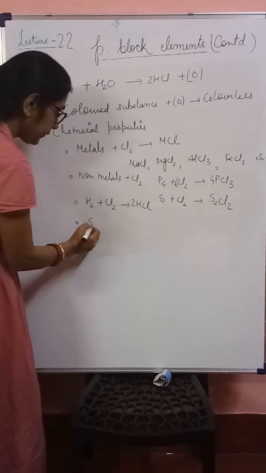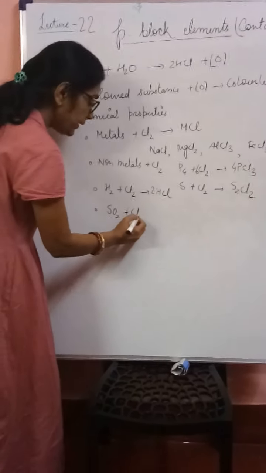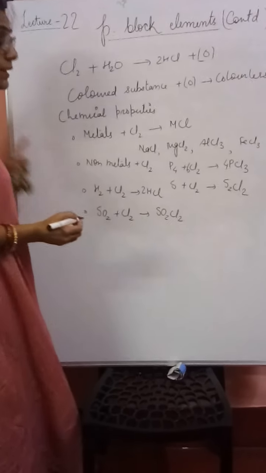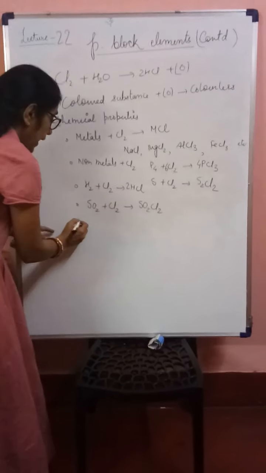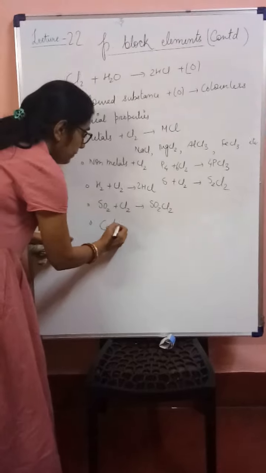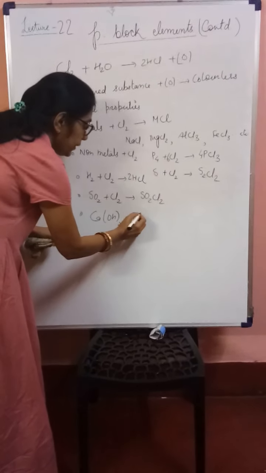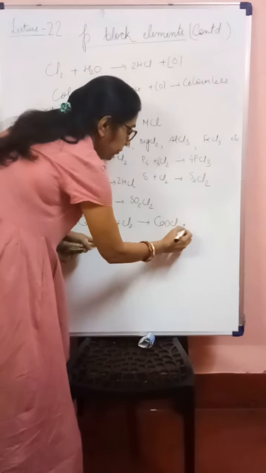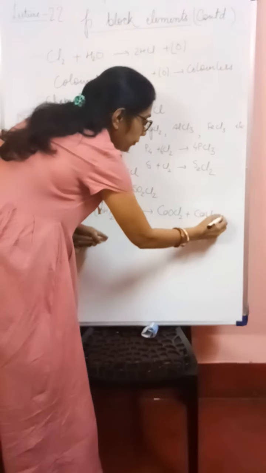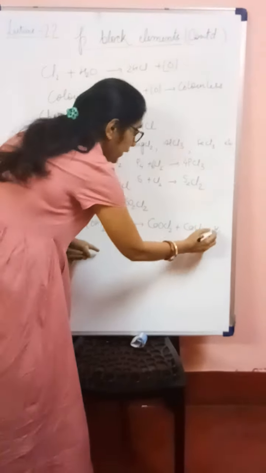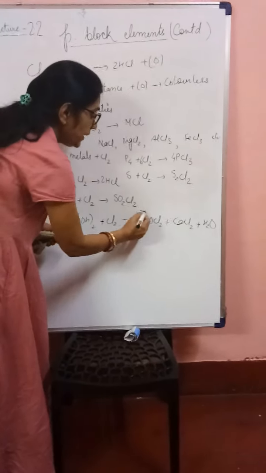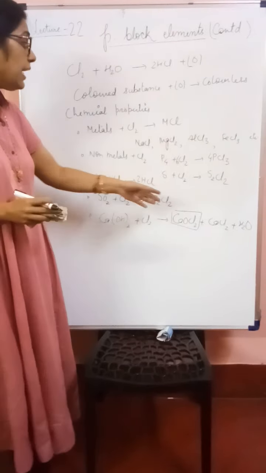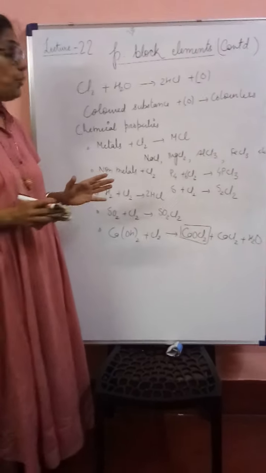Then SO2 plus Cl2 gives SO2Cl2, that is sulfuryl chloride, and when it reacts with calcium hydroxide, that is slaked lime, it forms CaOCl2 plus CaCl2 plus H2O. So you can see CaOCl2, calcium oxychloride, and that is nothing but bleaching powder.